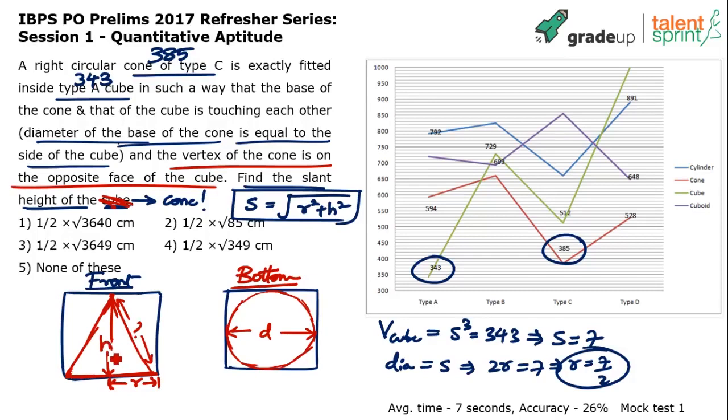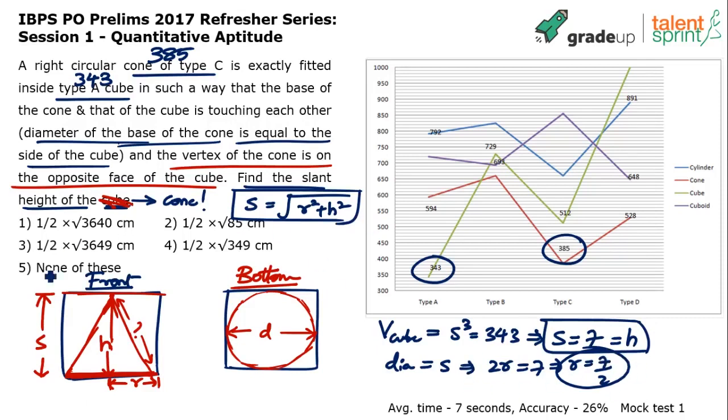But the height of the cone is equal to the side of the cube, because both of them are equal, right? The base of the cone is on the base of the cube, and the vertex of the cone is in the opposite face. So clearly the height is equal to s. So height is 7. Radius is equal to half of side, which is 7 by 2. Done. Substitute the values now.